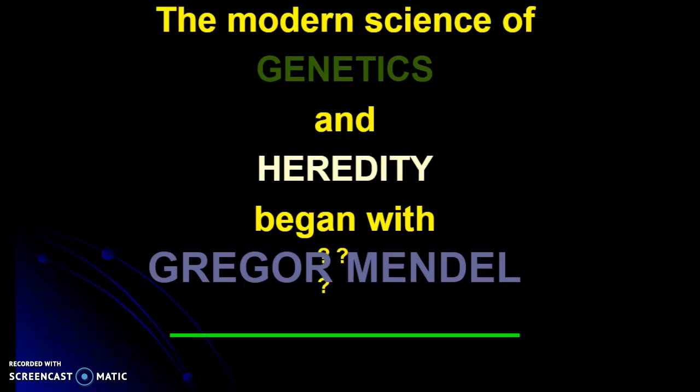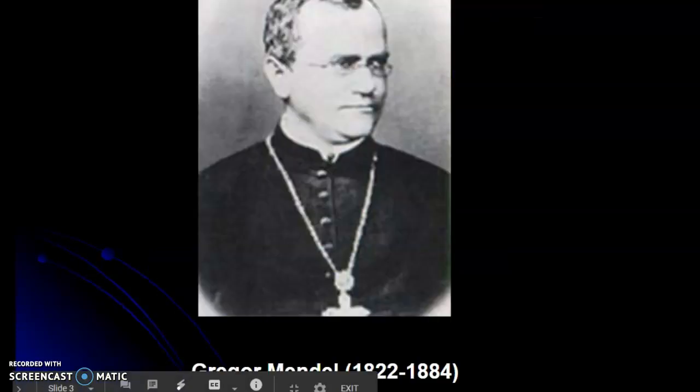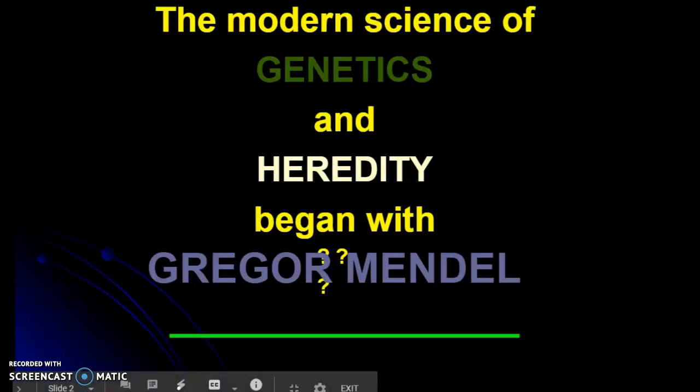Today I'm going to talk to you about basic genetics, which is often described with the Punnett Square, and you'll see a few other things going on with that as well.